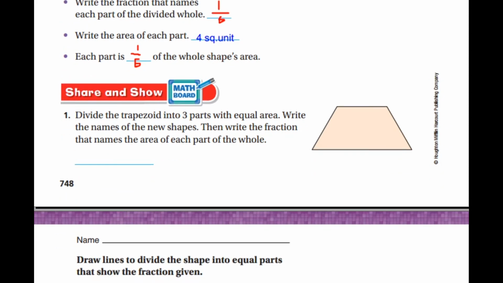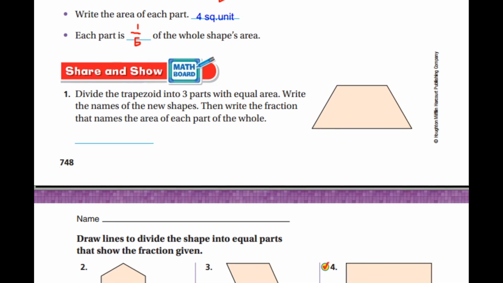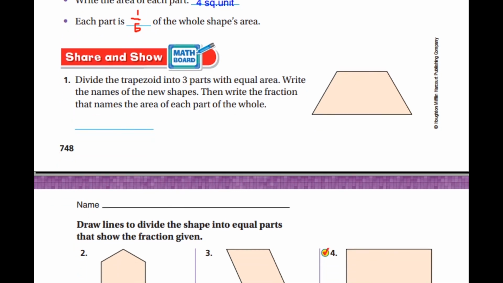Divide the trapezoid into 3 parts with equal areas. Write the name of the new shapes, then write the fraction that names the area of each part. The best solution for this is to cut it into 3 equal triangles. So this one to the middle here, and a line to the middle here. This will create 3 equal triangles.